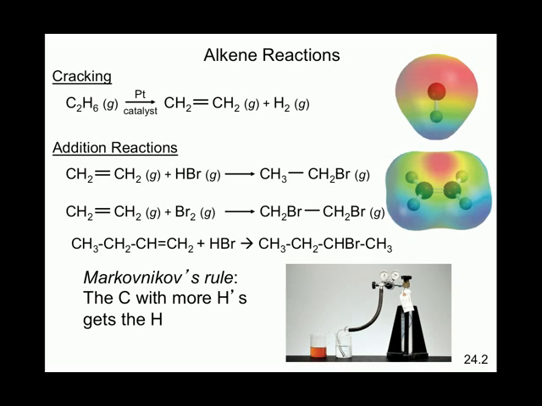Now, as far as naming goes, this is 1-butene. And then over here, because the bromine is attached to the second carbon atom, if you recall from a previous PowerPoint video on part 1 of organic chemistry, this would be the bromine on the second carbon. So this would be 2-bromobutane.